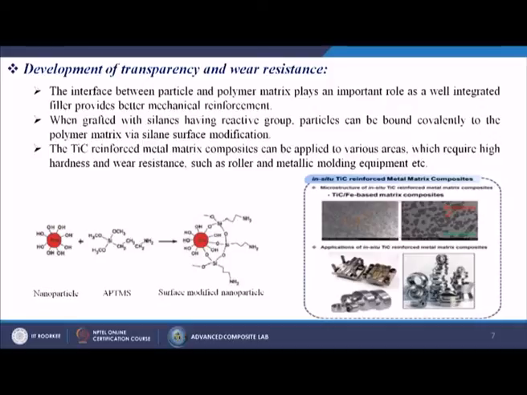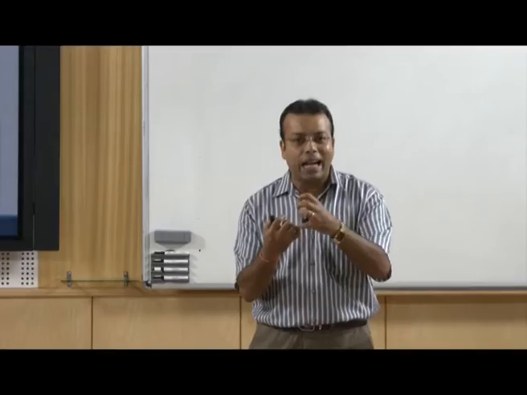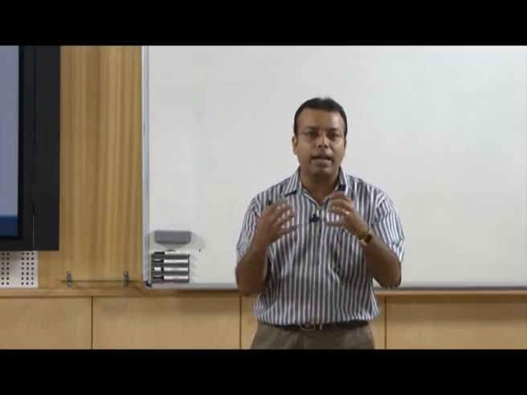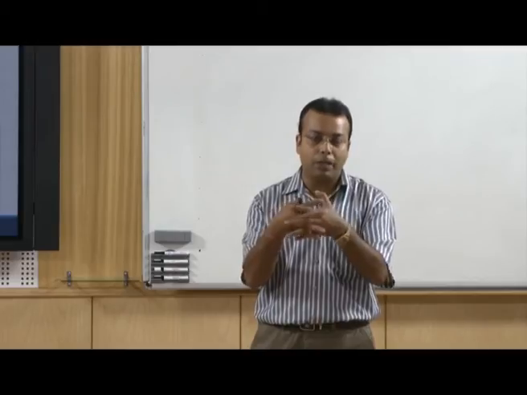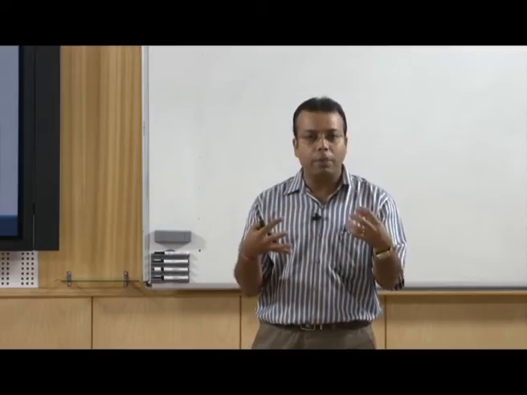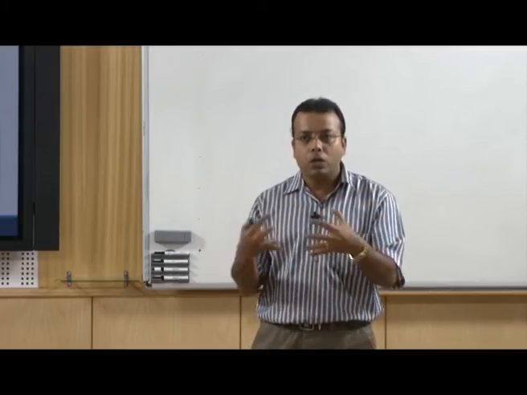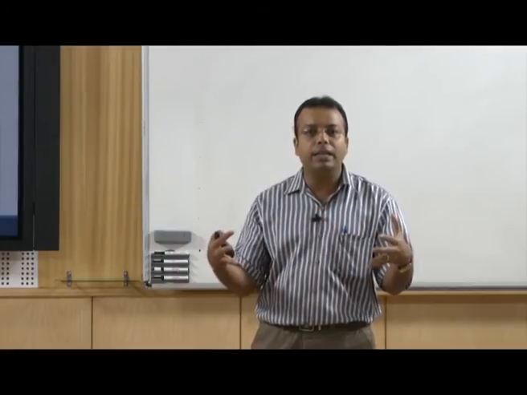Then when grafted with silane having reactive group, particles can be bound covalently to the polymer matrix by silane surface modifications. So, from this particular case you can understand that we are having those nanoparticles, then from outside we are making some kind of silane groups, so that silane groups easily can attach with the polymer, so that there will be a quick or strong bonding between the nanoparticles and the polymers, so that it can't be easily detached.